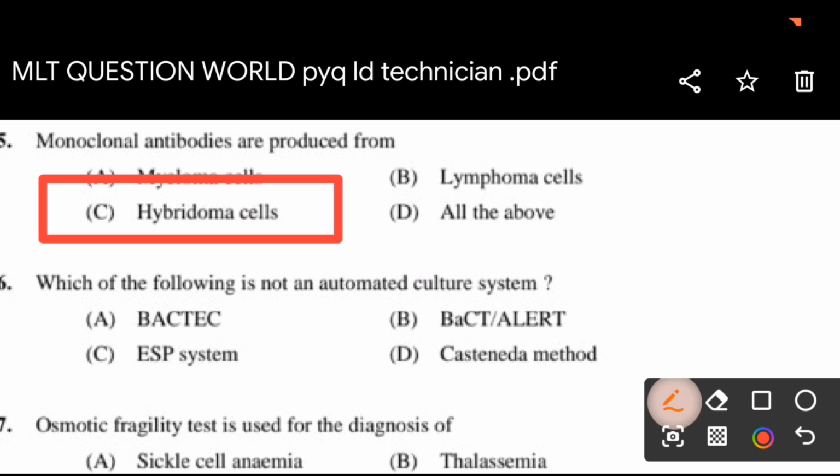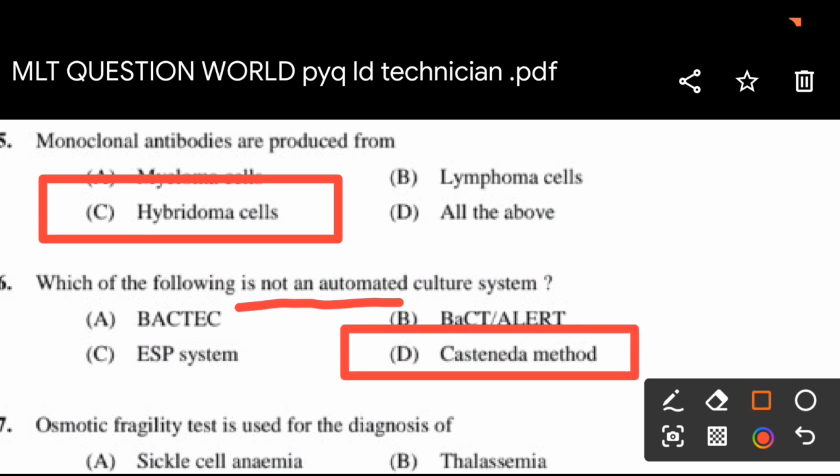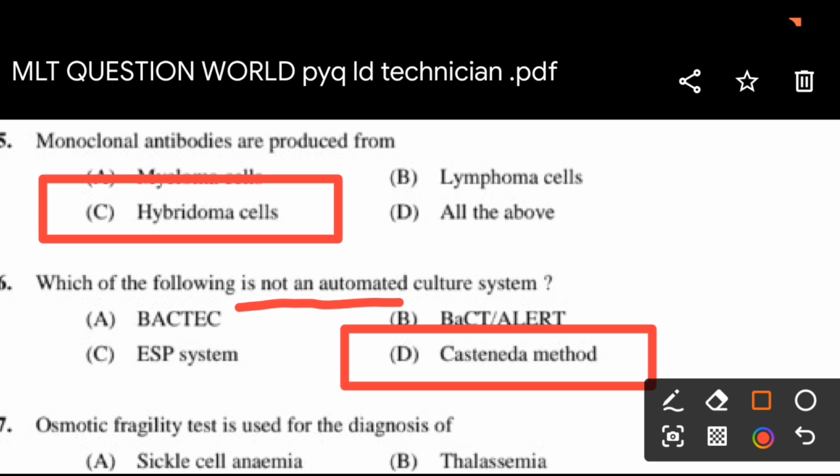Next one, which of the following is not an automated culture system? BACTEC, BACT alert, ESP system, Castaneda method. The right answer is Castaneda method, which is not an automatic culture method.